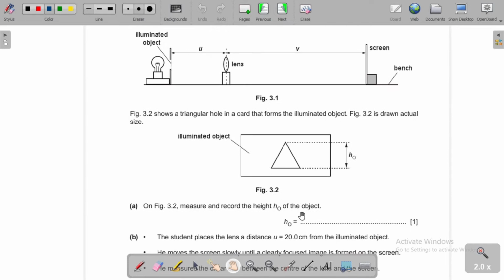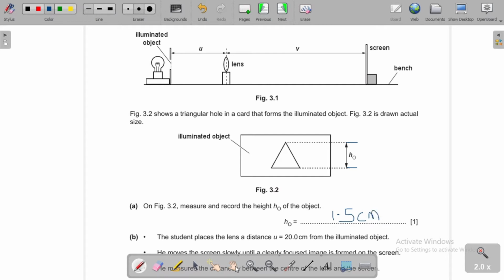Figure 3.2 shows a triangular hole in a card that forms the illuminated object. Figure 3.2 is drawn actual size. So on figure 3.2, measure and record the length, the height h naught of the object. All you need to do is to just place your ruler here and record the height between this place and this place. And with that, I got 1.5 cm.